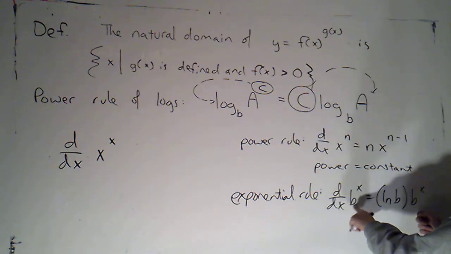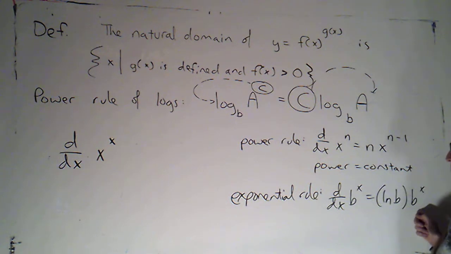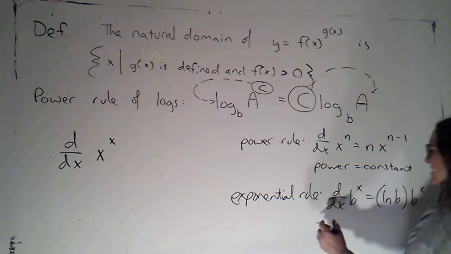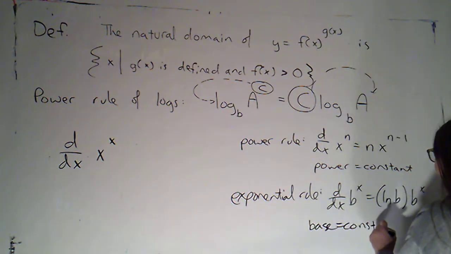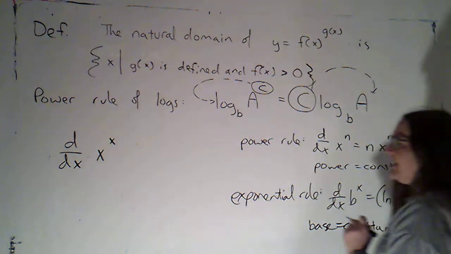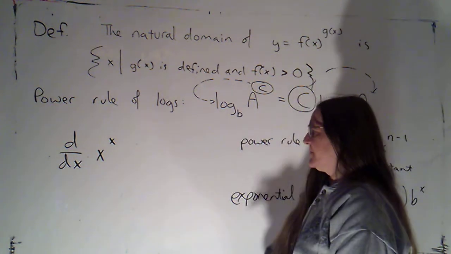If my base is e, which is the base I use most often, the natural log of e just becomes 1, and we usually don't bother to write that. But this rule works when the base is constant. And I don't have that here either. Okay?